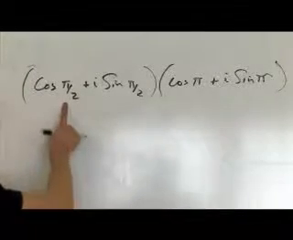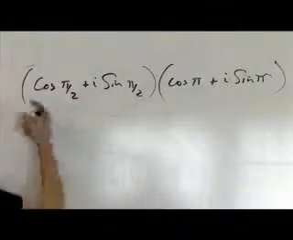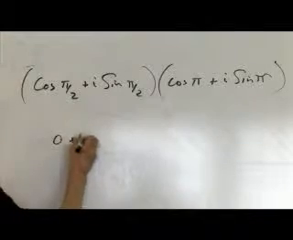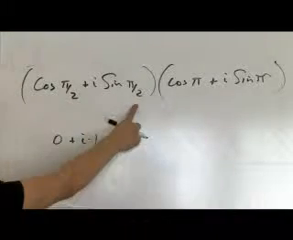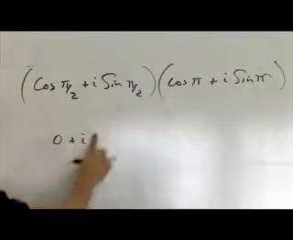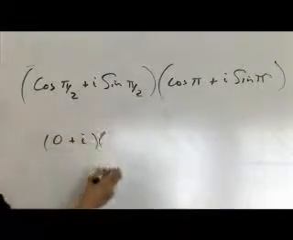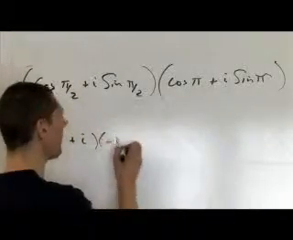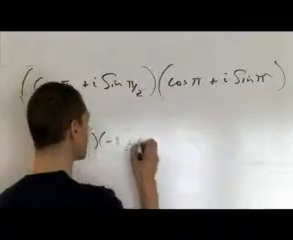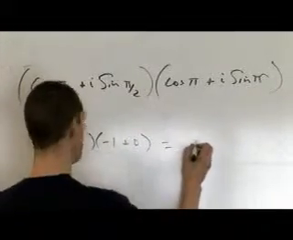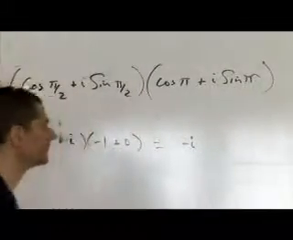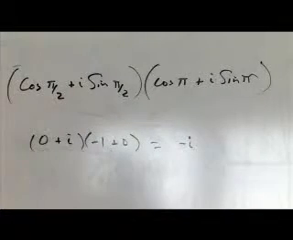First, let's look at these numbers. Cosine of pi over 2 is 0. This number here is 0 plus i times 1, because sine of pi over 2 is 1. So it's this times cosine of pi, which is negative 1, plus sine of pi, which is 0. So this is the same as negative i, when we multiply this together.